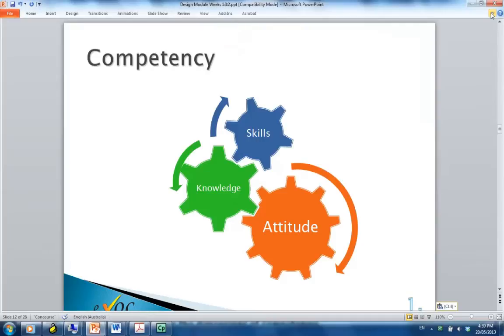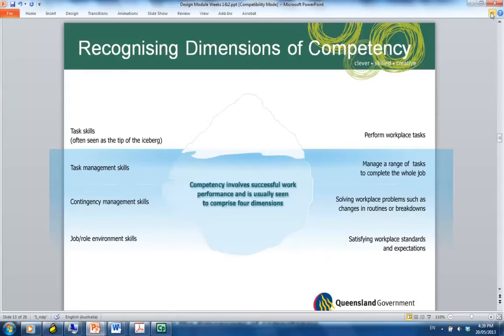So far we've considered competency from the aspect of it being skills, knowledge, and largely the candidate's attitude. But we're going to look further at the 4 dimensions of competency. On the surface, if we think about it in the analogy of an iceberg, you'll see the tip above the surface, and then the large dimension of it is actually hidden underneath the surface.